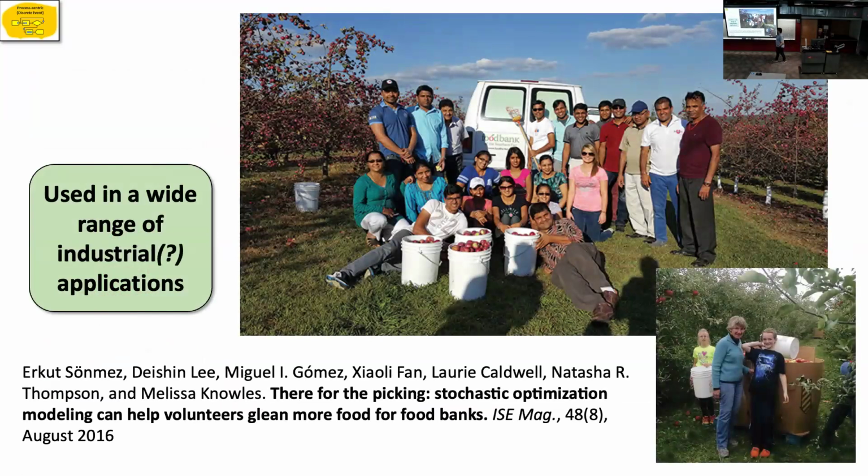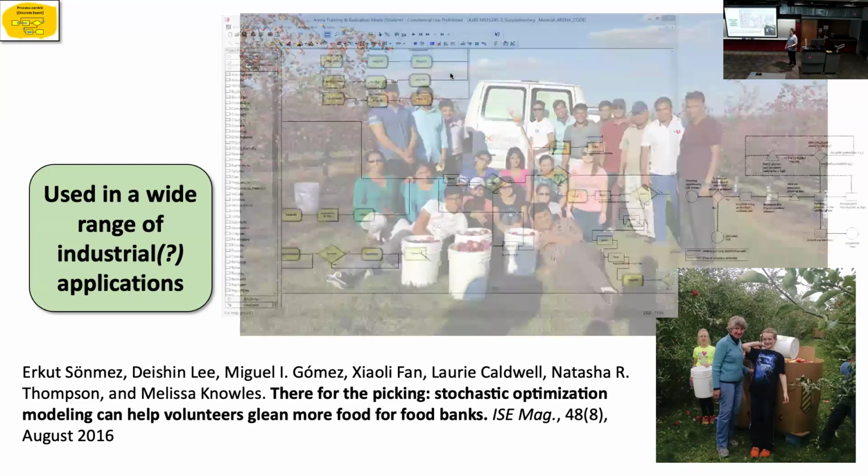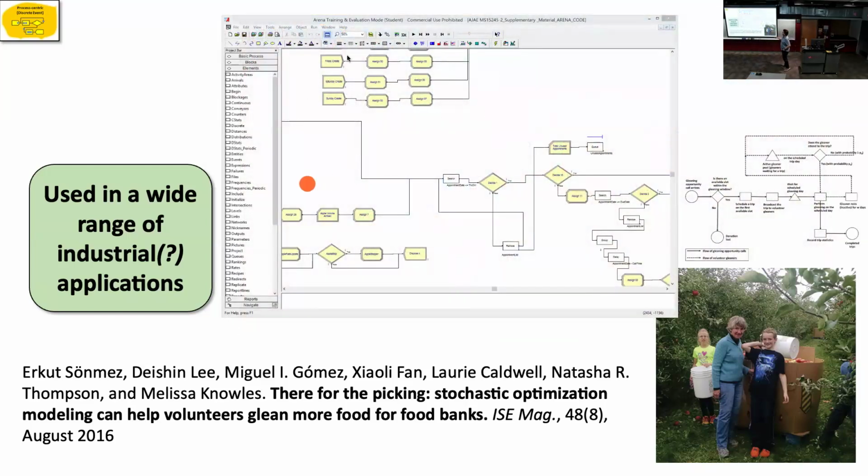So this was a paper from 2016 where they used ARENA to model a gleaning process at a food bank. And so they were trying to figure out how to staff volunteers. The volunteers kind of show up randomly. You don't know what volunteers you get every day. You don't know what farms are going to have food available for gleaning every day. And how do you match those two things up together? And they tried different strategies in an ARENA-based model here to optimize this gleaning process to maximize the output from this. And so this was the model that they built.